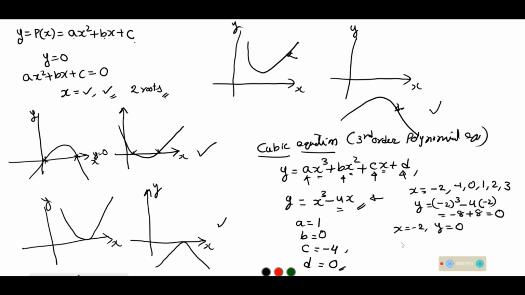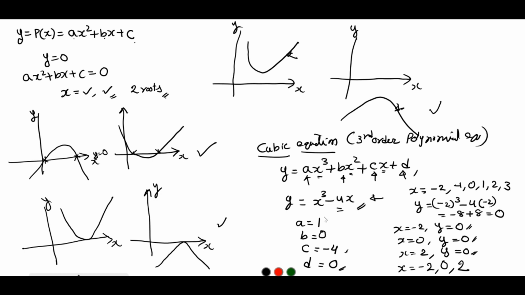Similarly, at x is equal to 0, y is equal to 0, and even x is equal to plus 2, put in this equation, we get y is equal to 0. So the cubic equation has 3 roots. Okay, what are those 3 roots? X is equal to minus 2 is one root, 0 is one root, and plus 2 is the other root. These 3 roots are satisfying the cubic equation.